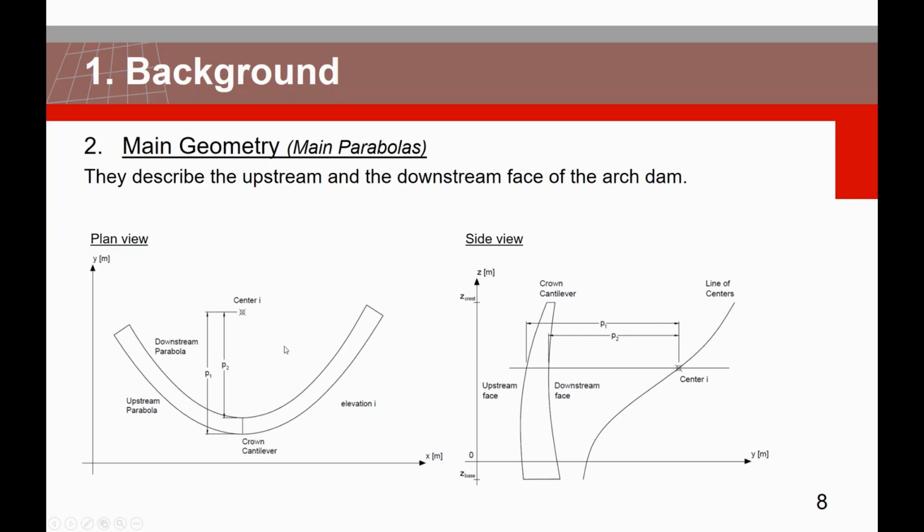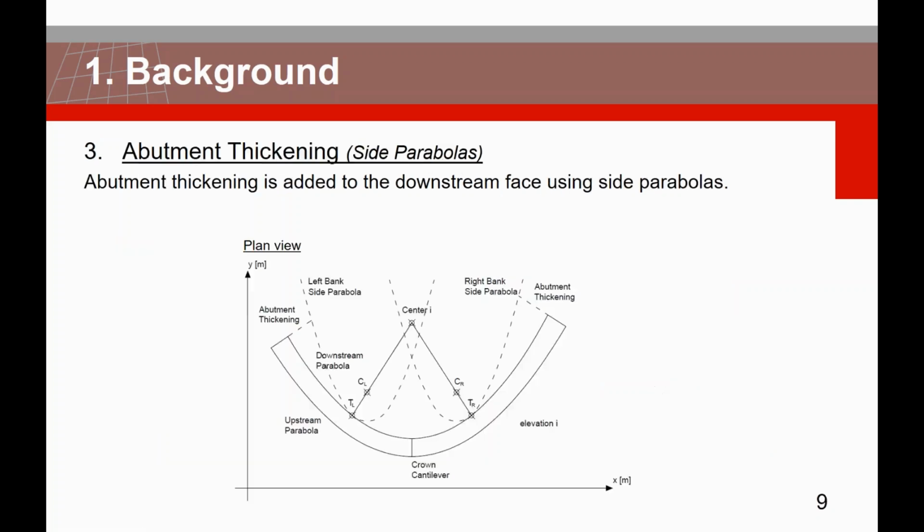And by doing this process for all of the different elevations, we can go and see the side view, where we see again the crown cantilever section, but at the same time, the very important thing is that we see the line of main centers. And by knowing these 3 lines, we can entirely know the upstream and the downstream face of the dam.